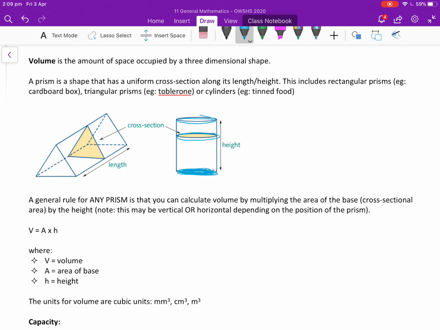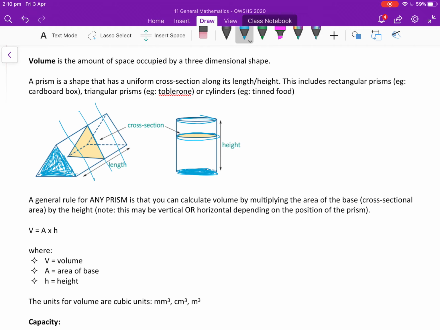In comparison, the triangular prism on the left, it's laying down. So the cross-sectional area this time would in fact be the triangle, because we can slice that block of Toblerone, say, or whatever our triangular prism is, the whole way along. We can slice it here, here, here, and we're always going to see that same shaped triangle. So again, the triangle becomes our area when we're referring to the area of the base.